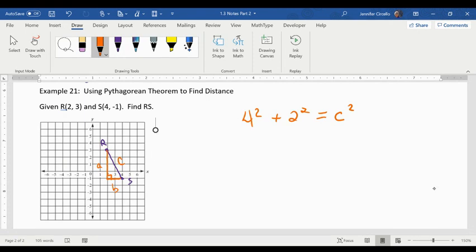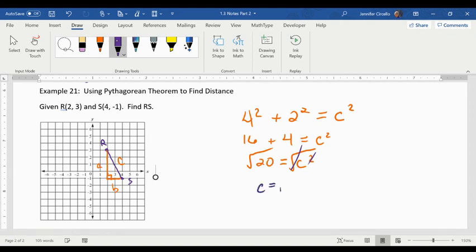So 4 squared is 16, 2 squared is 4, is C squared. Then you just add the pieces together, so you get 20 equals C squared. Now to solve for C, you take the square root of both sides, because a square root is the opposite or the inverse of a squared. So that means the square root and the squared are going to cancel out. So you end up with C is the square root of 20, which you will remember from up here.